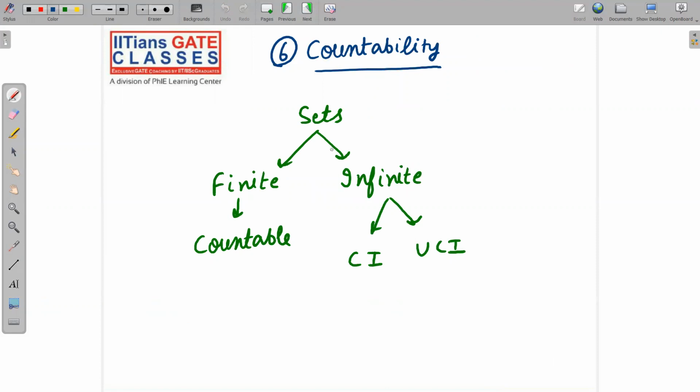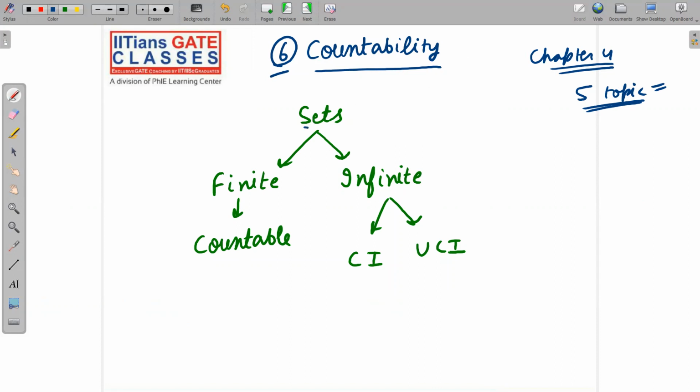Okay, next we are jumping to the sixth topic of the fourth chapter of your TOC, that is Turing machines and decidability. The sixth topic is countability. Let me revise: we are in chapter 4 of TOC, and we have already completed 5 topics according to the syllabus. If you are not aware of the syllabus, please watch my lecture number 18, where I have discussed the syllabus of chapter 4, Turing machines and decidability. So 5 topics are already over, and now we are jumping to the 6th topic, that is countability.